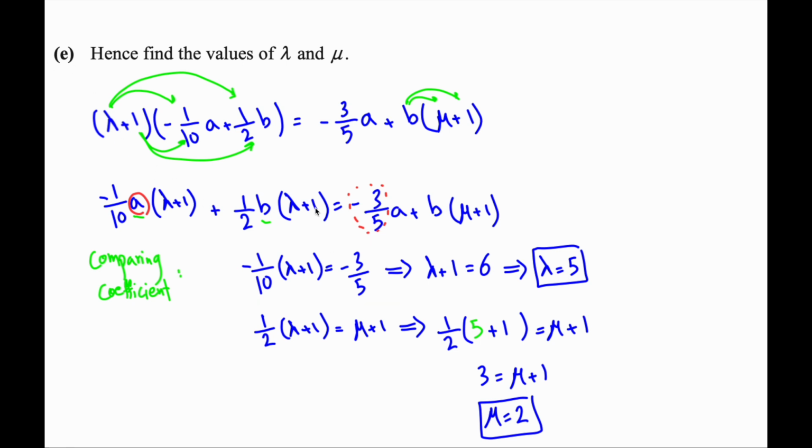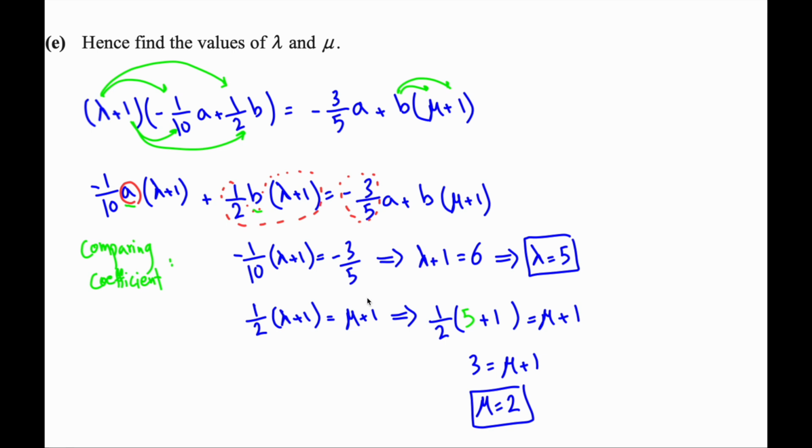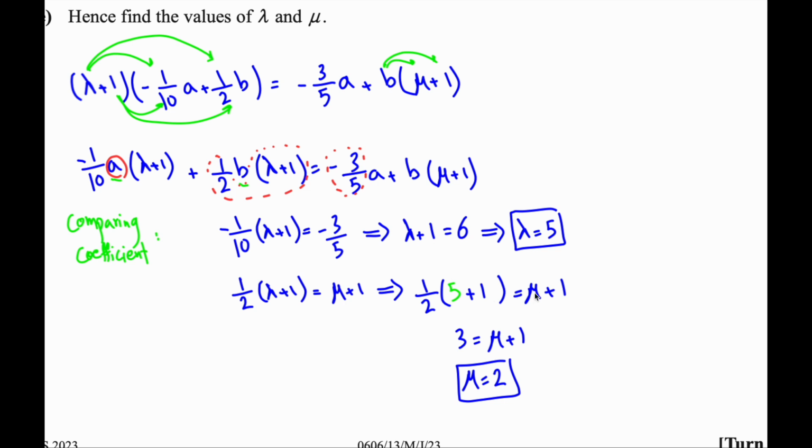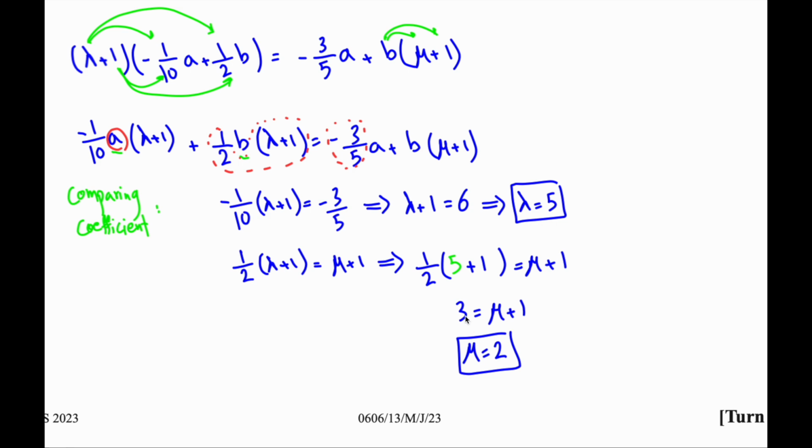And then you do the same thing for B. The coefficient of B here is half of lambda plus 1. On the other side, I have mu plus 1. You multiply everything by 2. You substitute lambda with the value that you just found, that is 5. And that results in mu plus 1 to be 6 over 2, which is 3. And mu is 3 minus 1, which is 2.